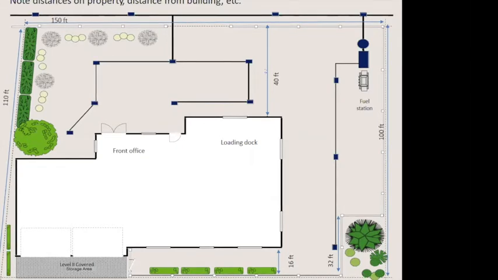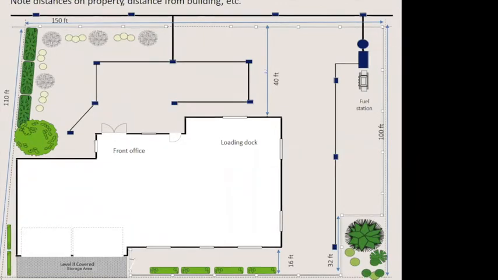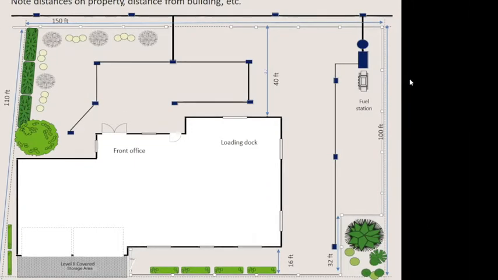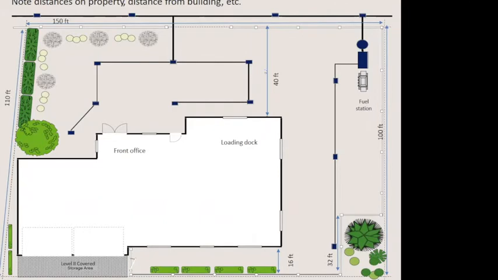I saw something in the chat. They said label property lines. Okay, good. Yeah, if you can watch that for me, Lori, I'd appreciate it. Anything else? How about a north, south, east, west, perhaps? So you have an orientation. Okay.